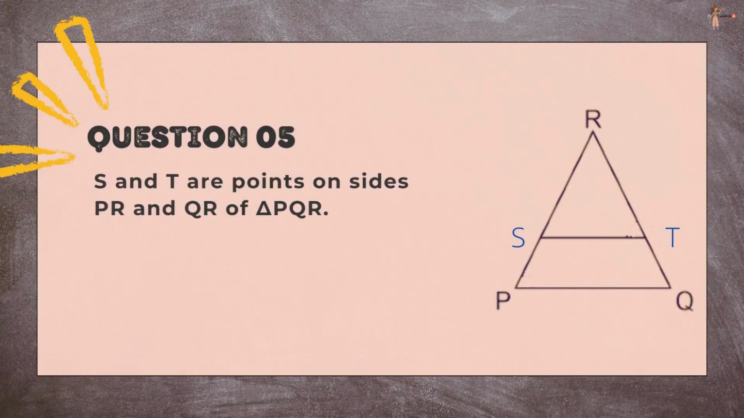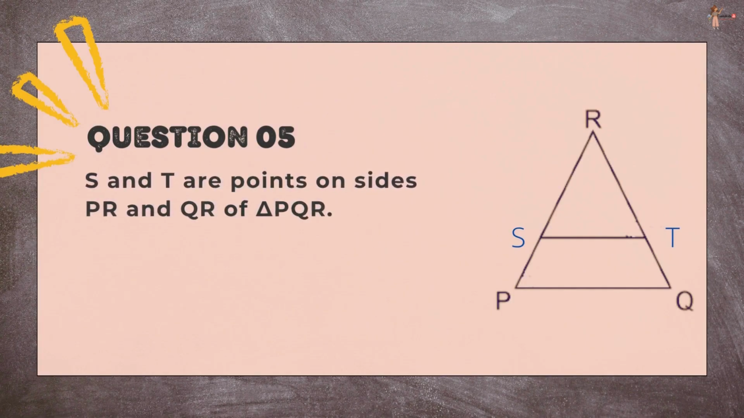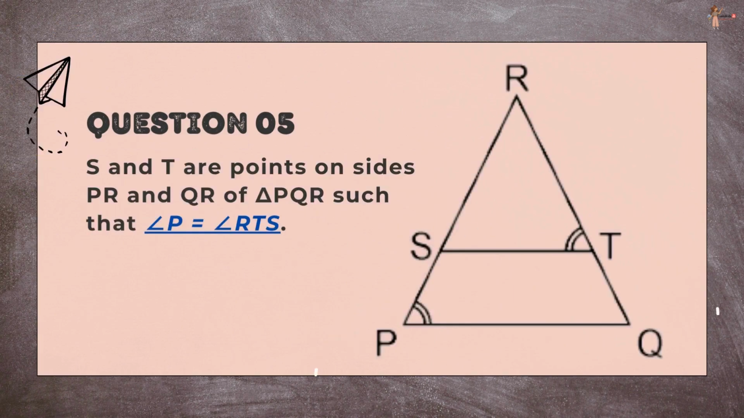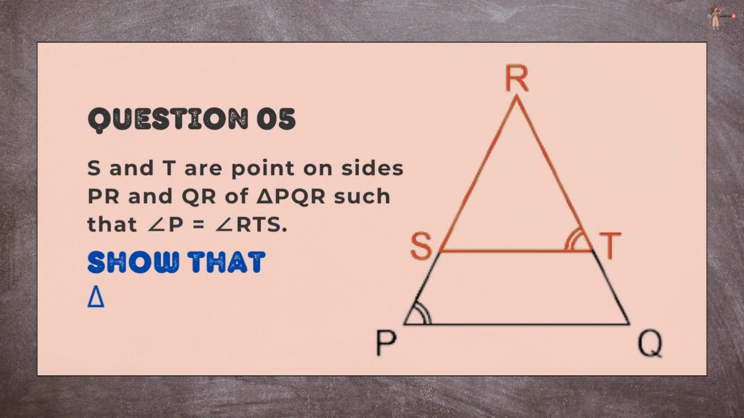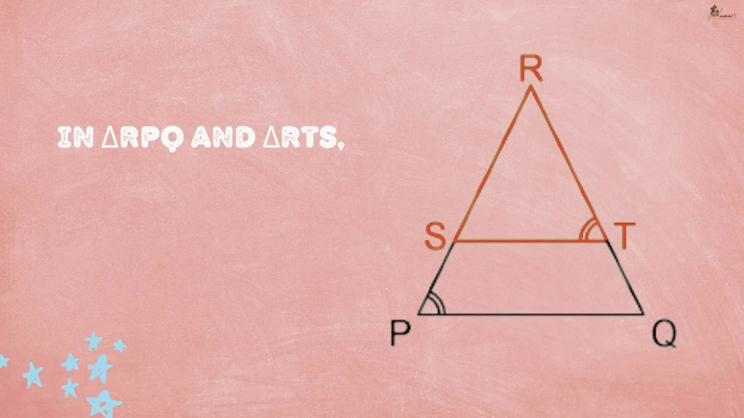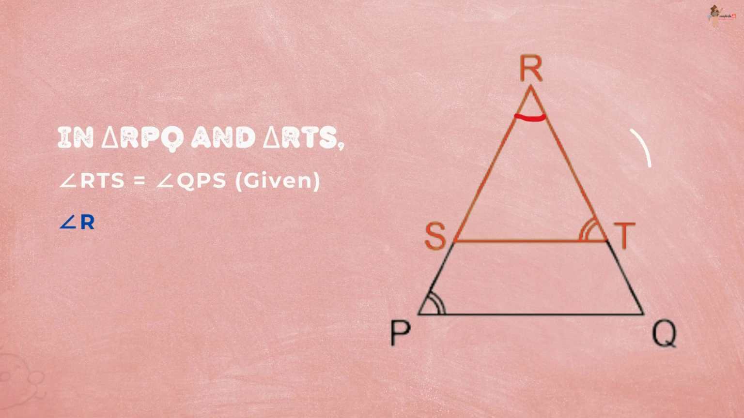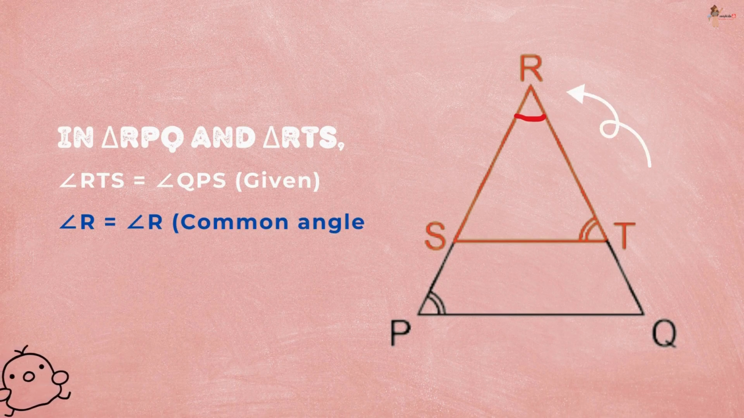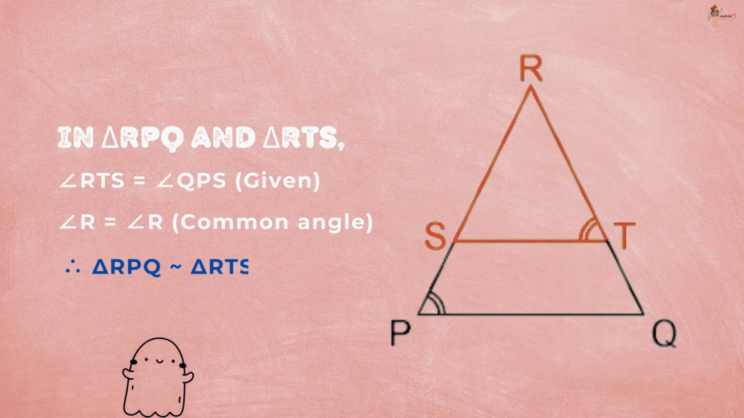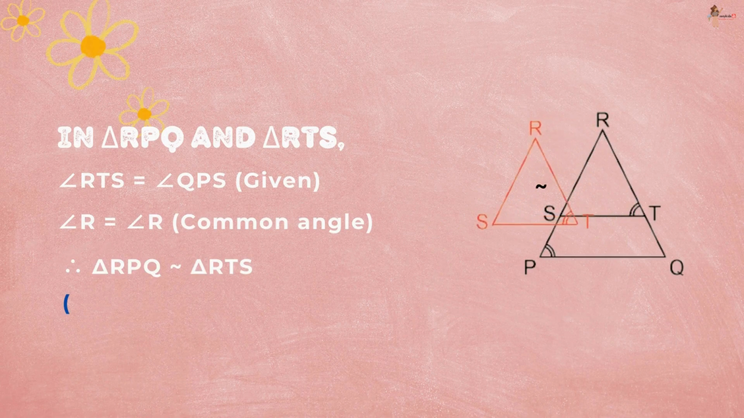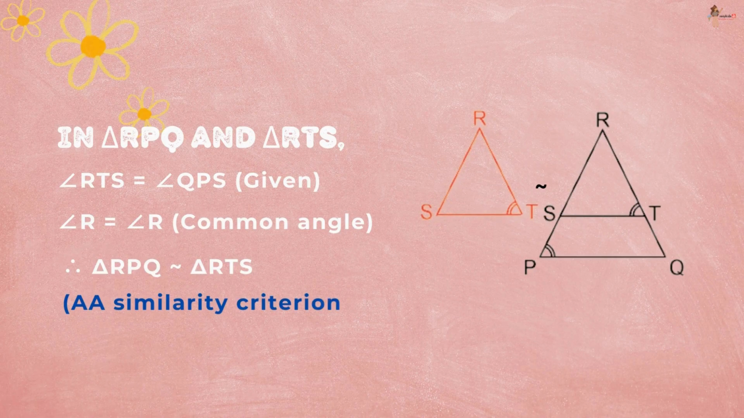S and T are points on sides PR and QR of triangle PQR, such that angle P is equal to angle RTS. We have to show that triangle RPQ is similar to triangle RTS. Now in triangles RPQ and RTS, we are given that angle RTS is equal to angle QPS. Now angle R is equal to angle R because obviously they are common angles. Therefore triangle RPQ is similar to triangle RTS via AA similarity criteria.